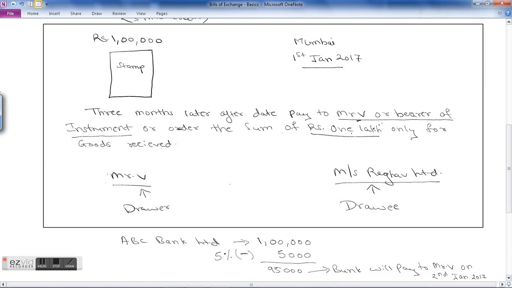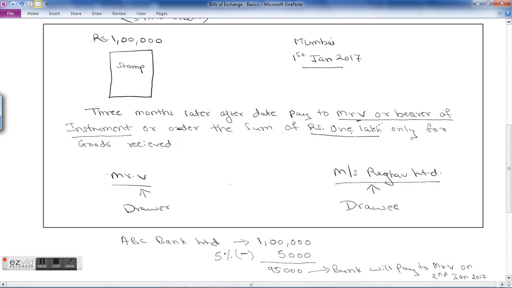Then the money must be payable to a definite person, or to his order, or to the bearer of the instrument. Now this money should be paid to a definite person. The bill should state to whom the money has to be paid. So here it has been stated that it has to be paid to Mr. V, or the bearer of the instrument, or order. Order means if Mr. V has ordered that you have to pay the money to a certain person, then it has to be paid to that person.